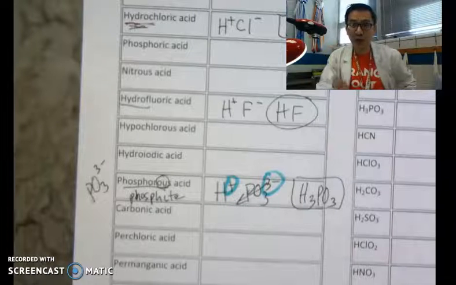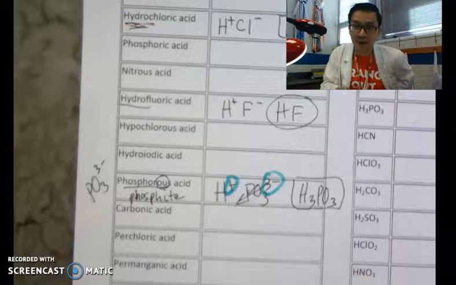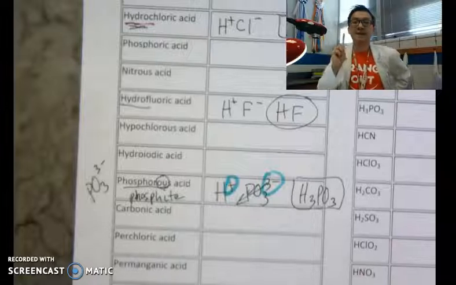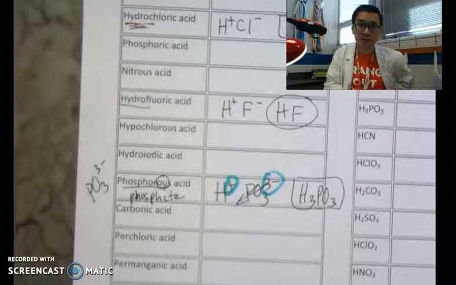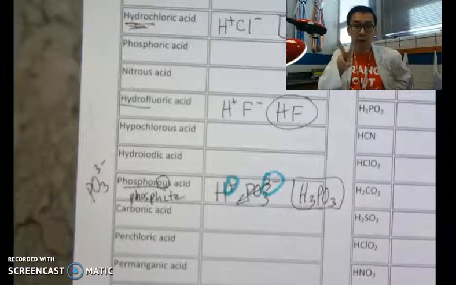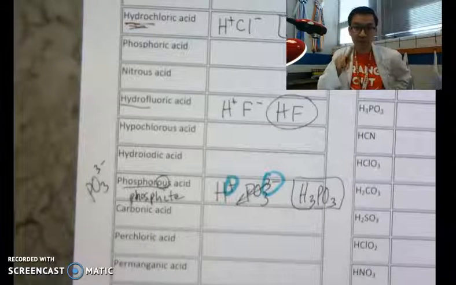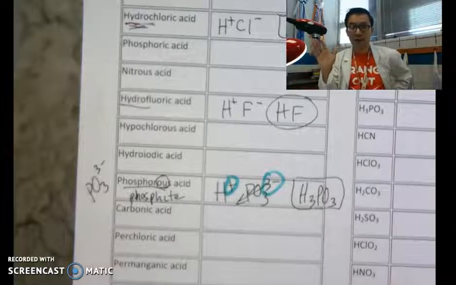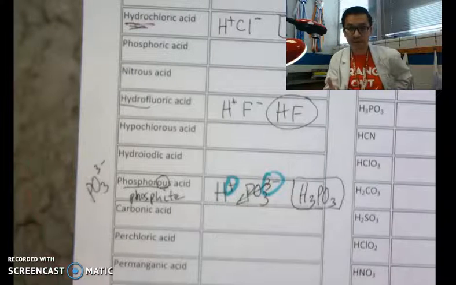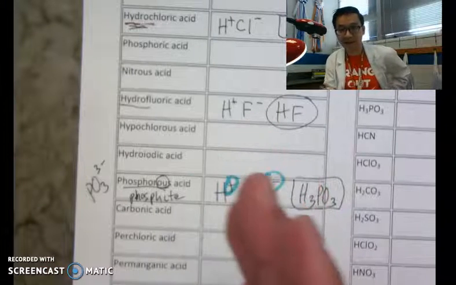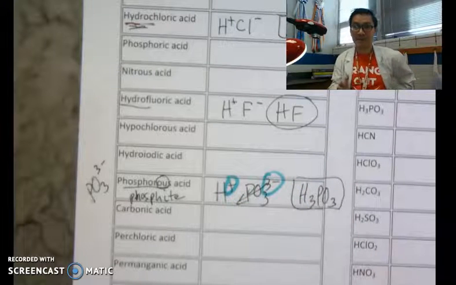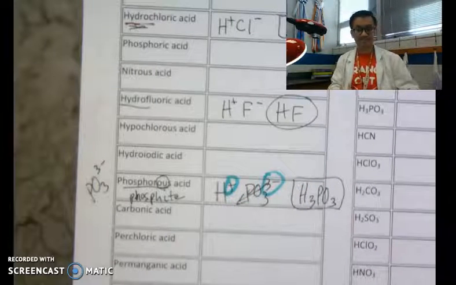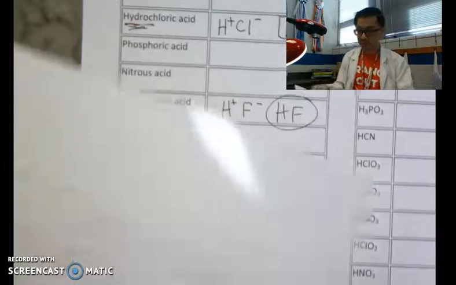The key here, I don't know how many times I need to repeat it: if there's no hydro, there is a polyatomic ion. If there is a hydro in the name, that means there are only 2 elements, H and then something else. That makes it hydro. No hydro, polyatomic ion. Ate becomes ic. Ite becomes ous, O-U-S.